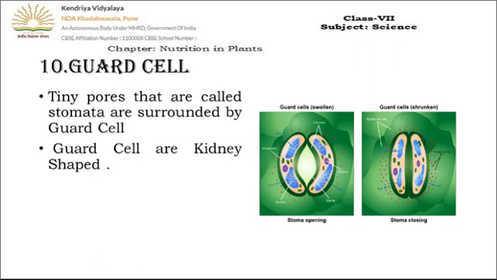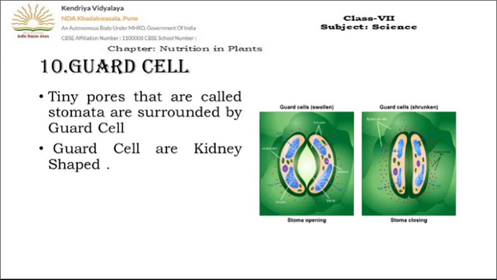And when the water comes out, the guard cells shrink. And when they shrink, the pore gets closed. So we say that the stomata get closed. So these tiny pores, the stomata, are surrounded by the guard cells, and these guard cells are bean shaped, you can say, or kidney shaped.